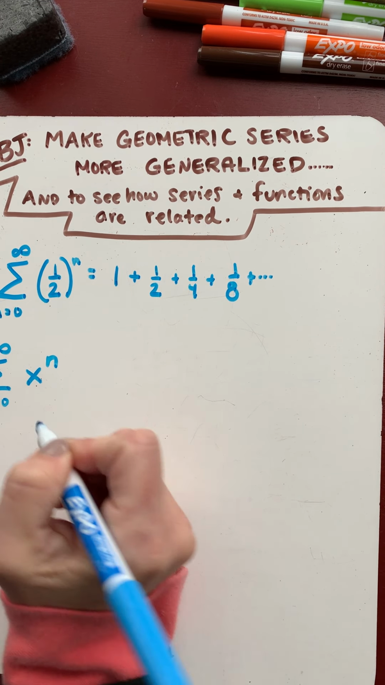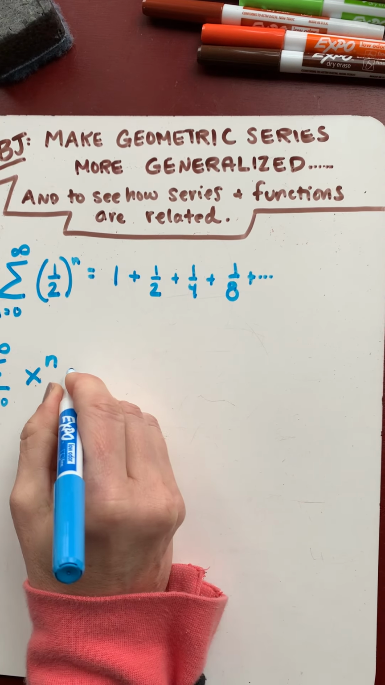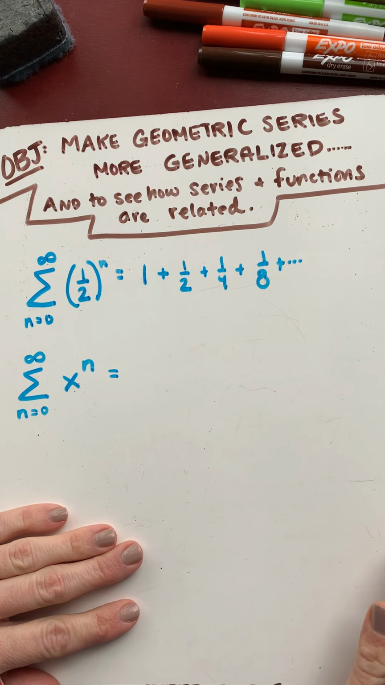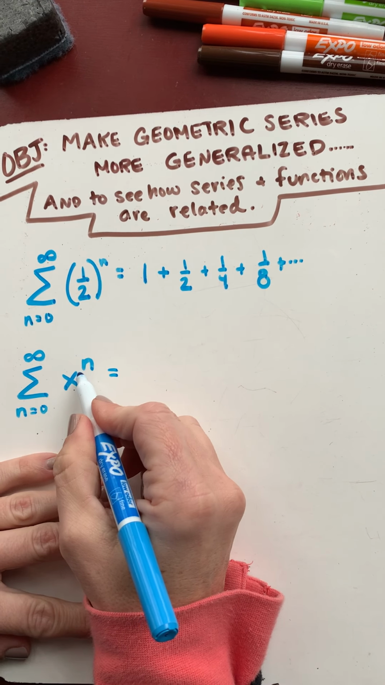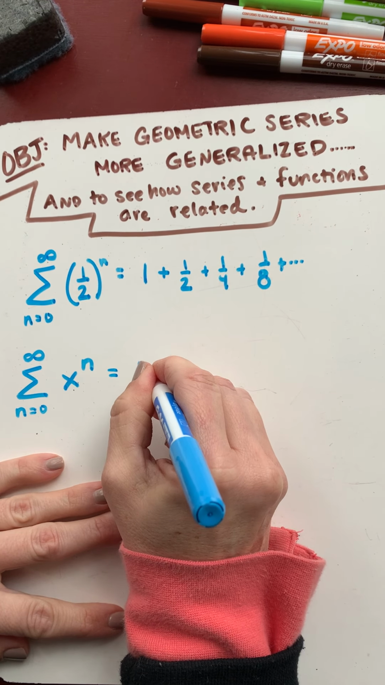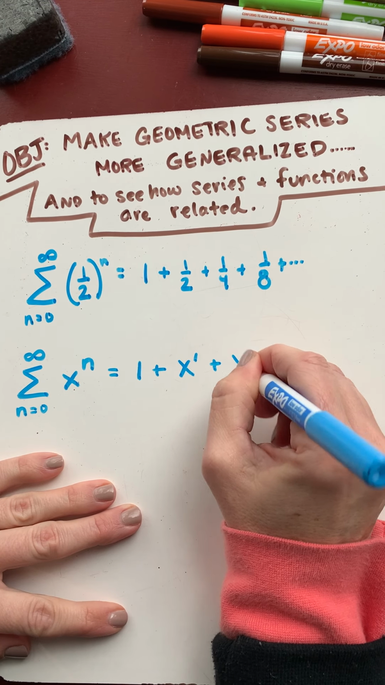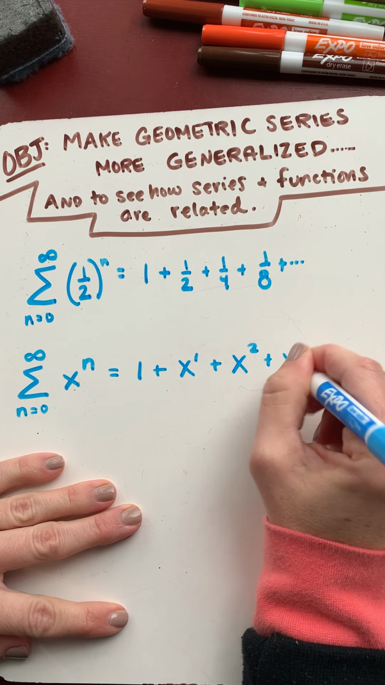So this is a series also. I just said that funny. This is a series also. But this is a series. If I plug in 0, I get 1. If I plug in 1, I get x to the first. If I plug in 2, I get x squared. So this is a geometric series.